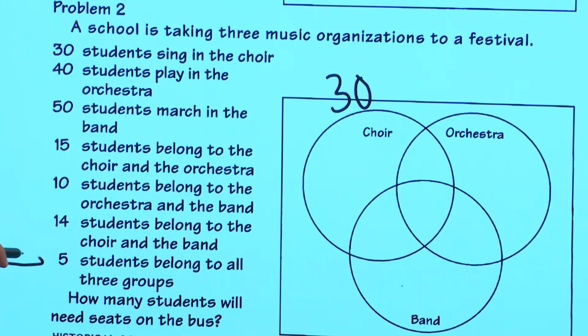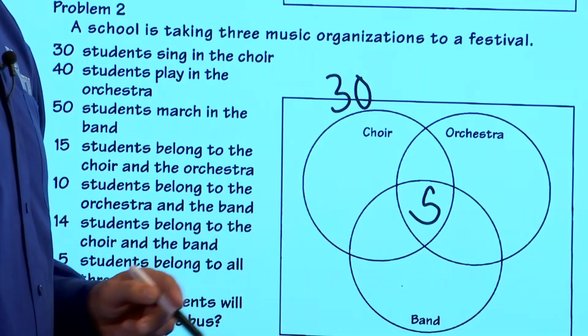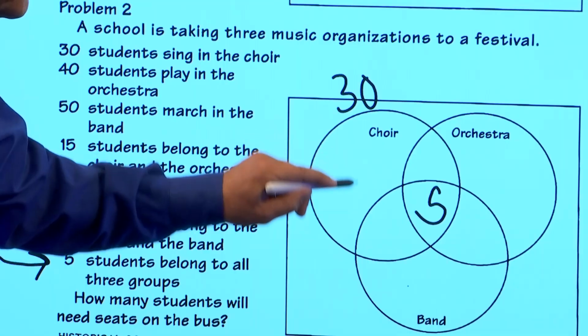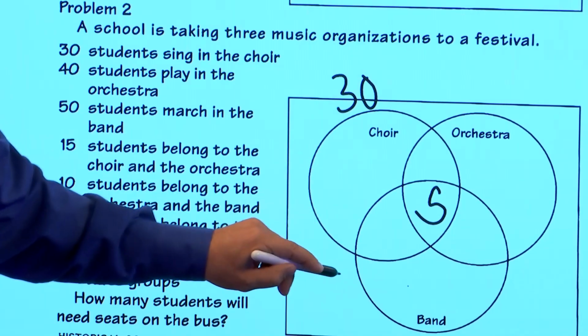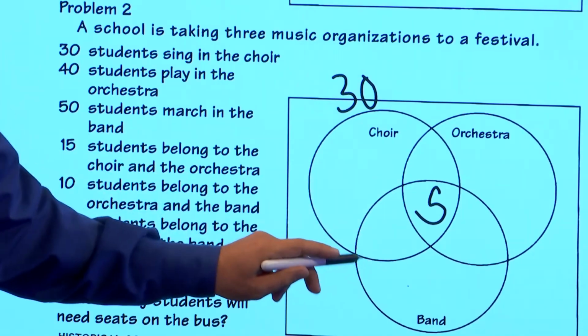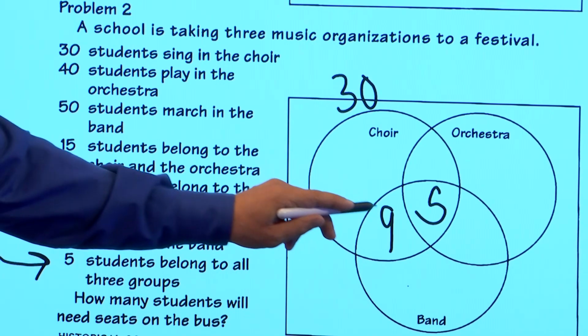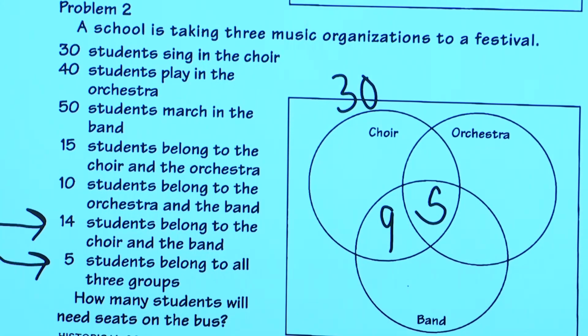5 students belong to all 3 groups. Here we go. We can put 5 right in there because they belong to all 3 groups. 14 belong to choir and band. So choir and band must go right here, but it has to equal 14. So if there's already 5 in there, we know that we need 9 more. So the 9 and the 5 is going to give us the 14 that comprise choir and band.